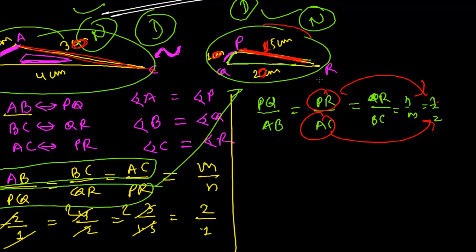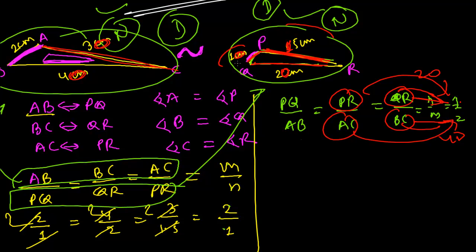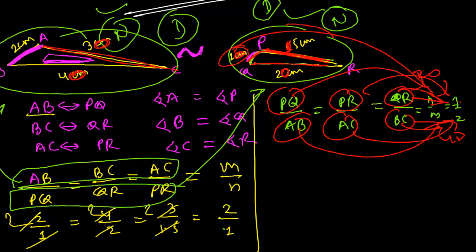Now QR is 20. If QR is 1, BC should be 2. So if QR is 20, BC must be 40. Similarly, if PQ is 1, then AB should be 2, so if PQ is 10, this should be 20. That's it. This is called proportionality. I hope you understand what proportionality is, and what corresponding angles and corresponding sides are.